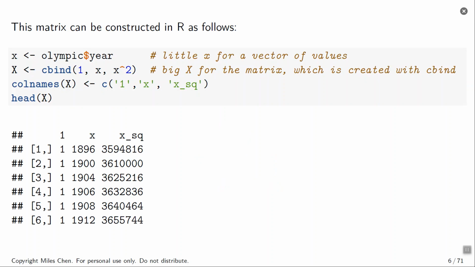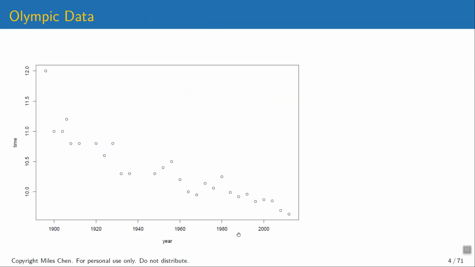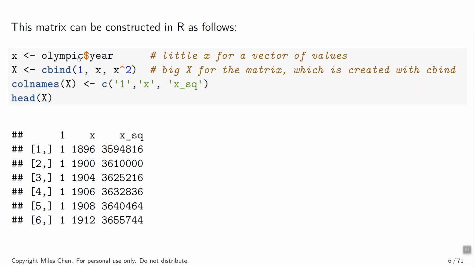Okay, and so this is what we have, and this is how we might construct such a matrix in R. Okay, so I'm going to take the X variable, which is the year in the Olympic data set. I'm going to extract that out. Olympic$year I assign to little x, and then I'm going to just use cbind to bind a column of ones, x, and x squared, okay? And so here's my matrix X, and I decide to just rename it to 1, x, and x squared.